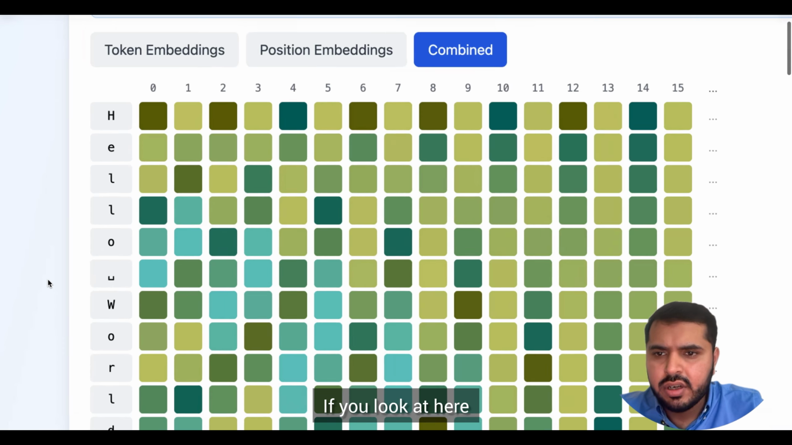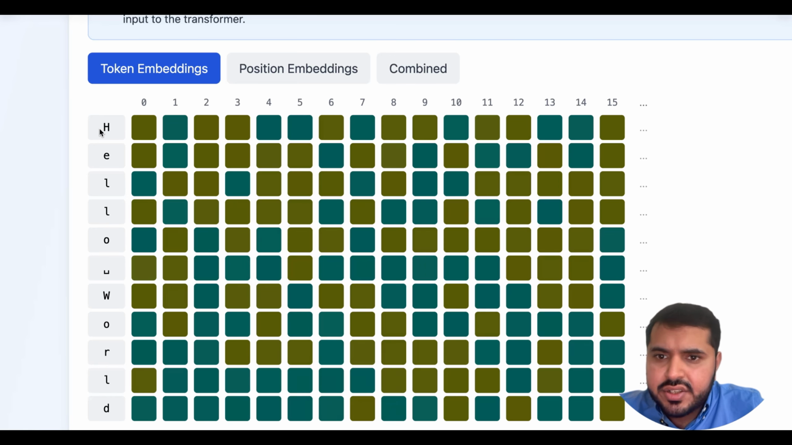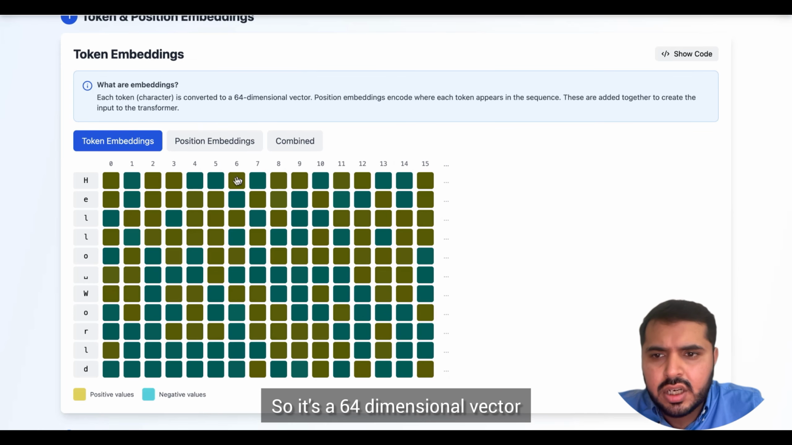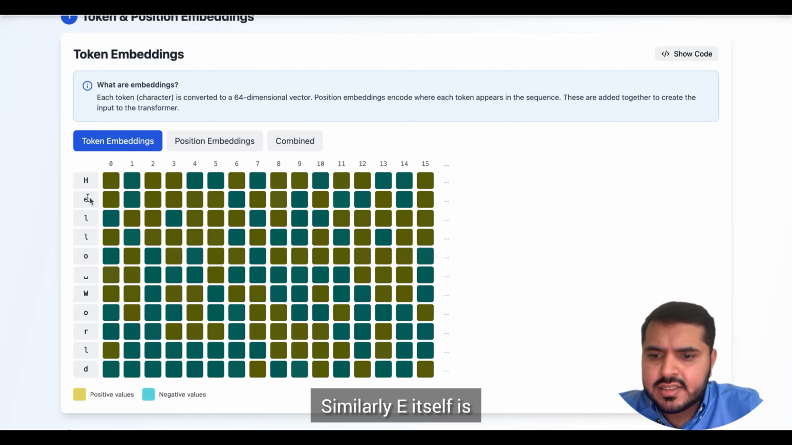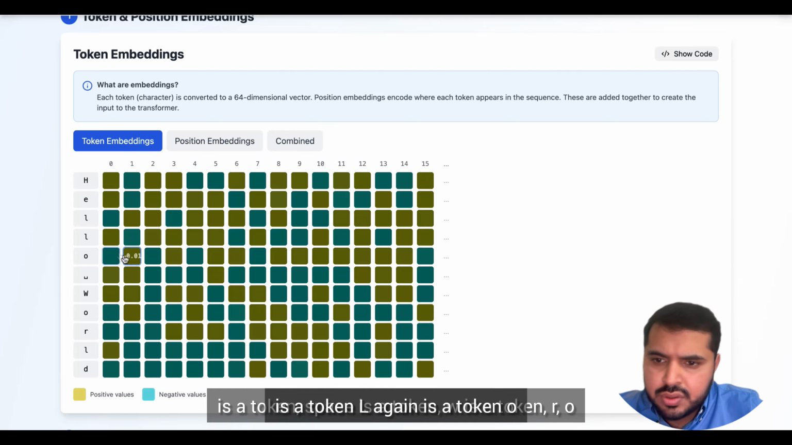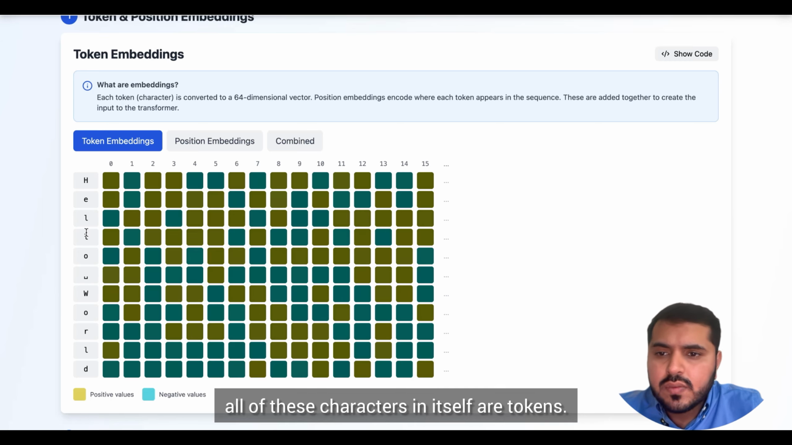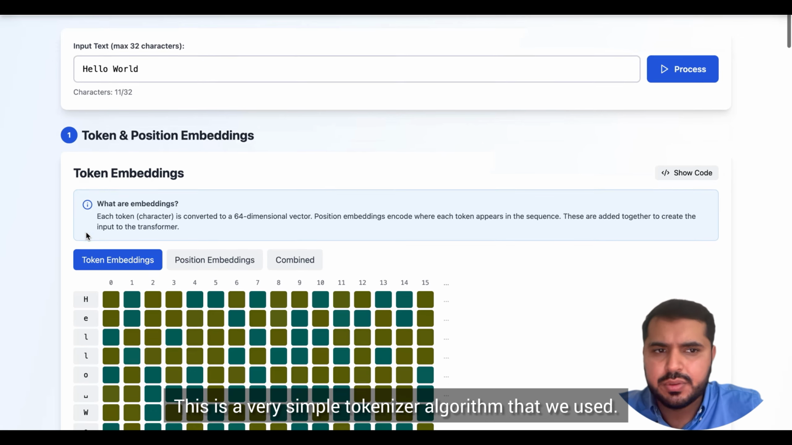Let's look at this here. H is a token. H is represented as this particular vector in this particular dimension. It's a 64-dimensional vector, and the first 15 elements are these. Similarly, E itself is a token, L again is a token, O is a token, space is a token, W is a token, R, O. All of these characters in themselves are tokens. This is a very simple tokenizer algorithm that we used.